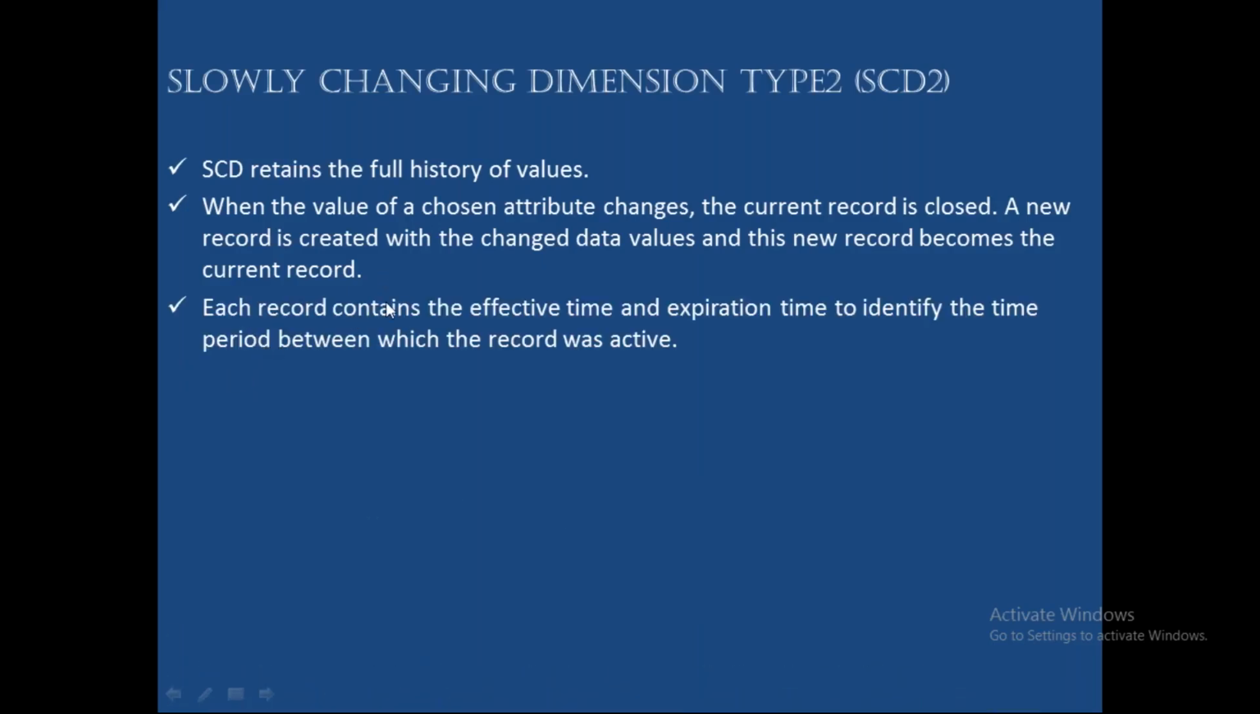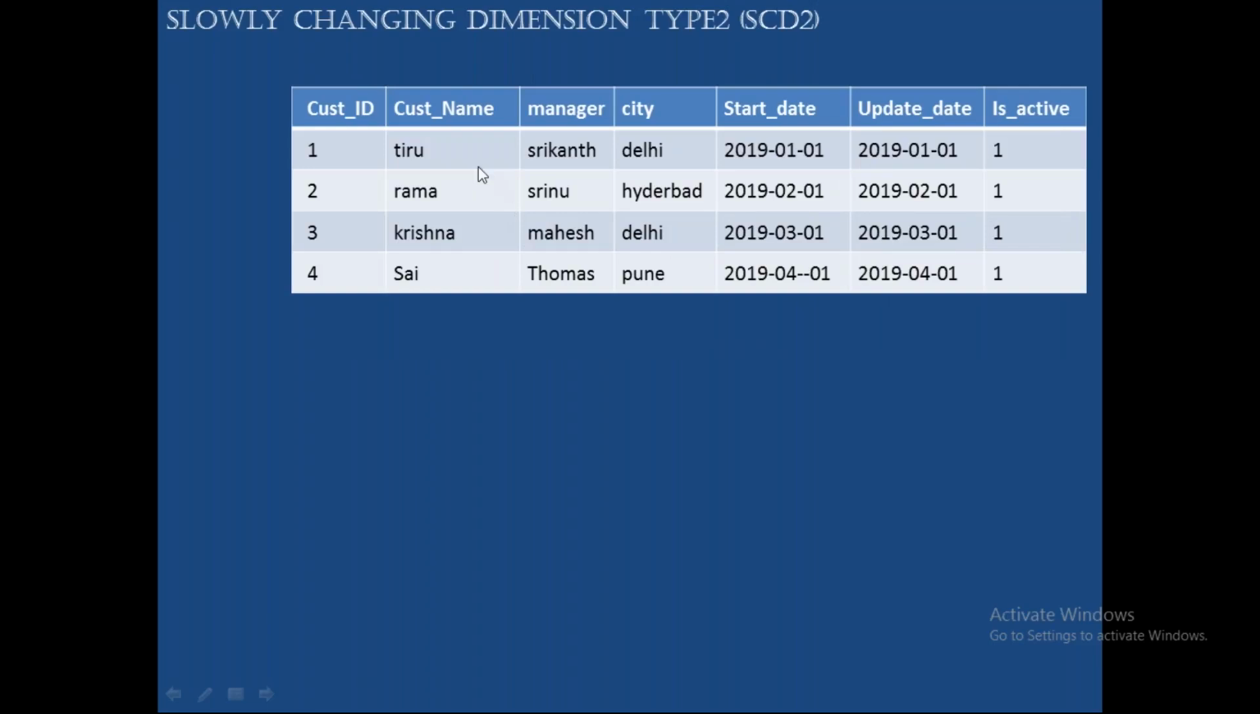Next, each record contains the effective time and expiry time to identify the time period between which the record was active. So from what time to what time he is in Bangalore, what time to what time he is in Hyderabad, to know all those things, we will have an effective time and expiration time. Okay, we'll talk about those things with some examples so that it will be easy for you to understand.